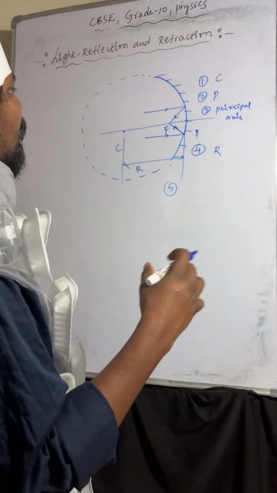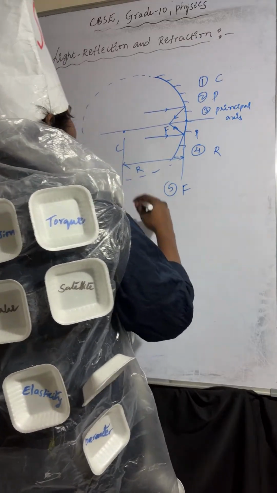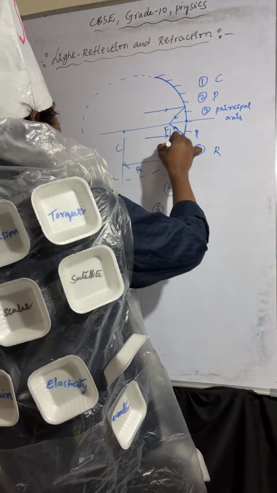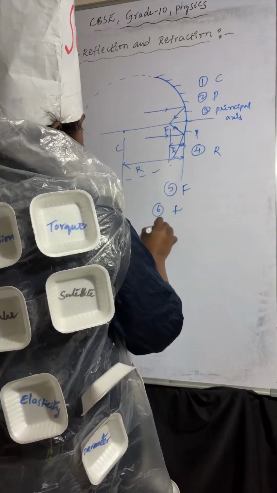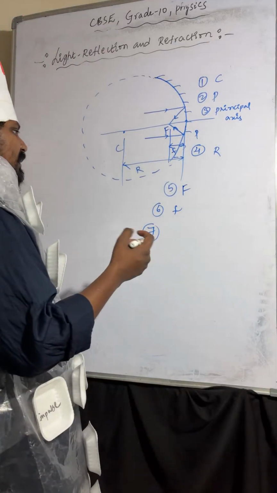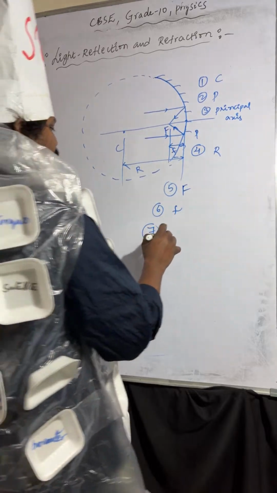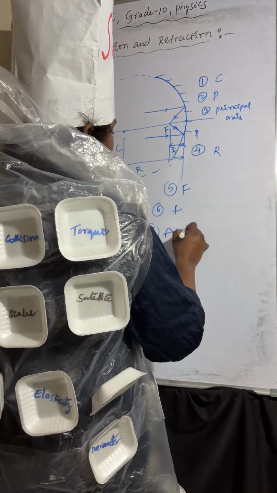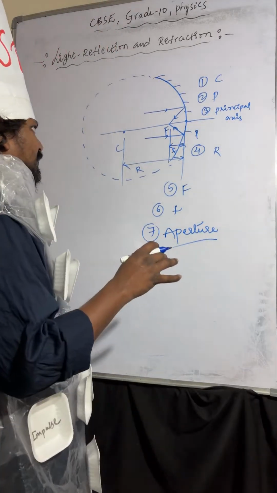So that is the focus point. And coming to the sixth one, the distance between the focus and the pole is called the focal length. We can also take one more point, that is aperture. Aperture is the width or diameter of the reflecting surface.